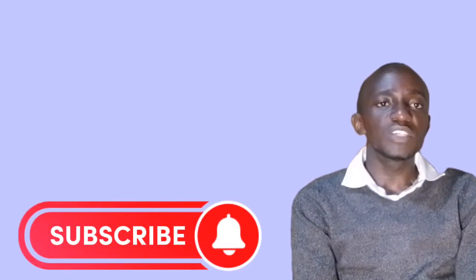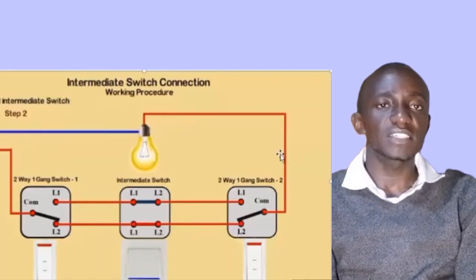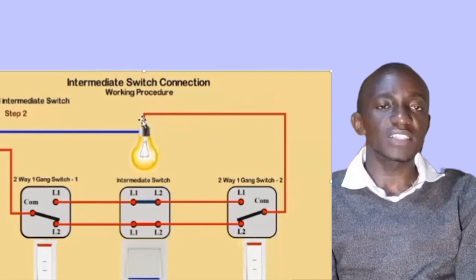We can now move to the multiple-way switching systems, and we'll start with the three-way switching system. In a three-way switching system, we only have an intermediate switch at the center of two-way switches. An intermediate switch doesn't have a common. It only has L1 and L2 and L1 and L2. It has two L1s and two L2s.